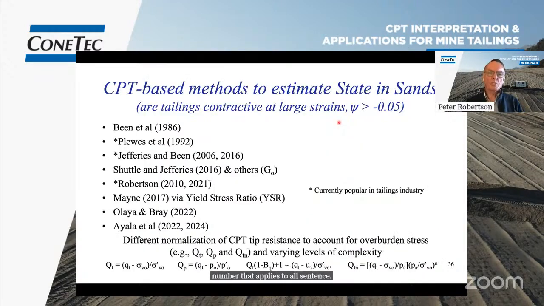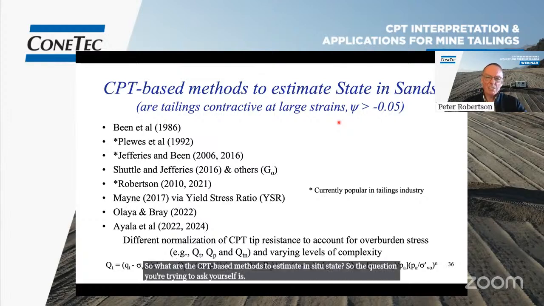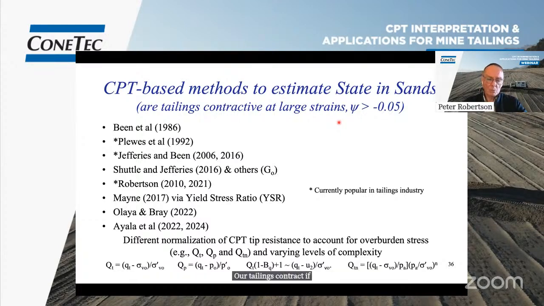So what are the CPT-based methods to estimate in situ state? The question you're trying to ask yourself is, are tailings contractive at large strains? That's why you want to estimate the state. So there have been a number of different methods.